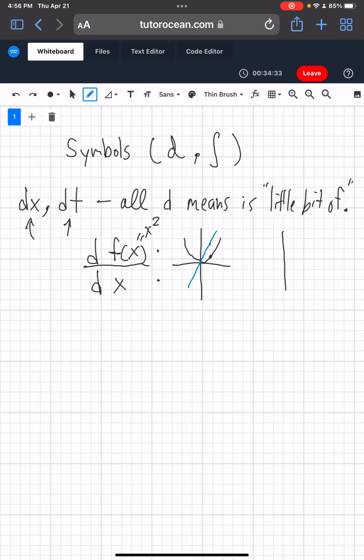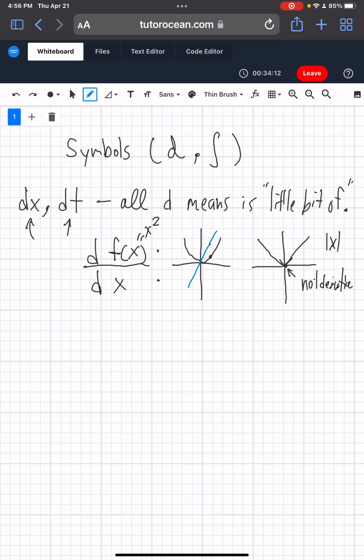But if something's not derivable, like, let's say, absolute value of x, it's not derivable at x equals 0, because this is called a cusp. When you zoom in on this, it's not going to become a slope. And that's not derivable.